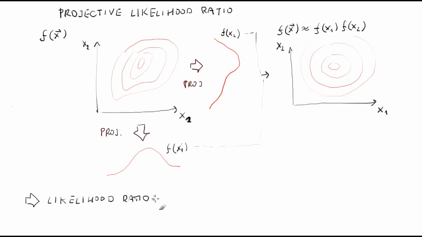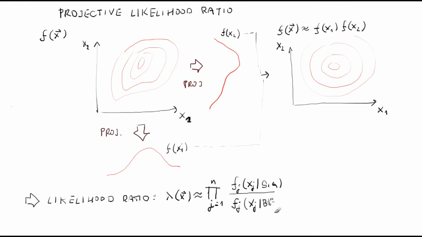Mathematically written, lambda of x vector is approximately equal to the product over j going from 1 to n, f sub j of x sub j given the signal hypothesis, over product of j going from 1 to n, f sub j of x sub j given the background hypothesis, and this is required to be higher than a constant c sub alpha.